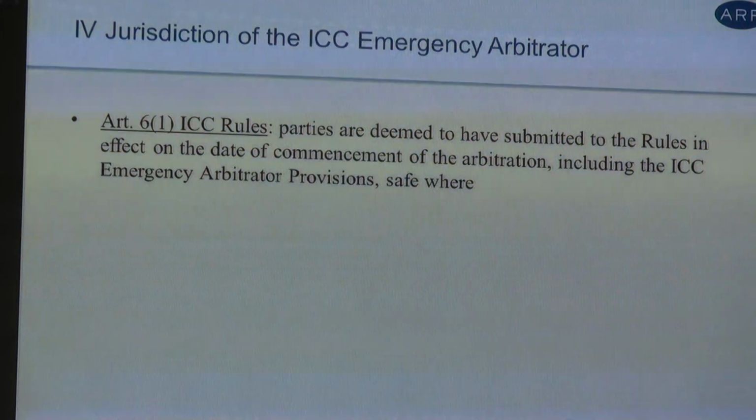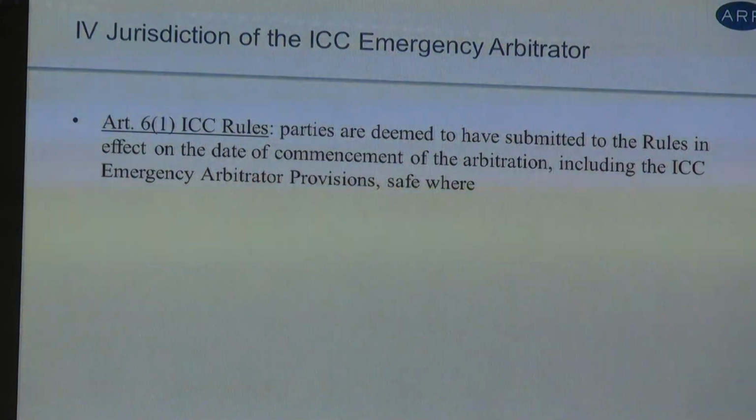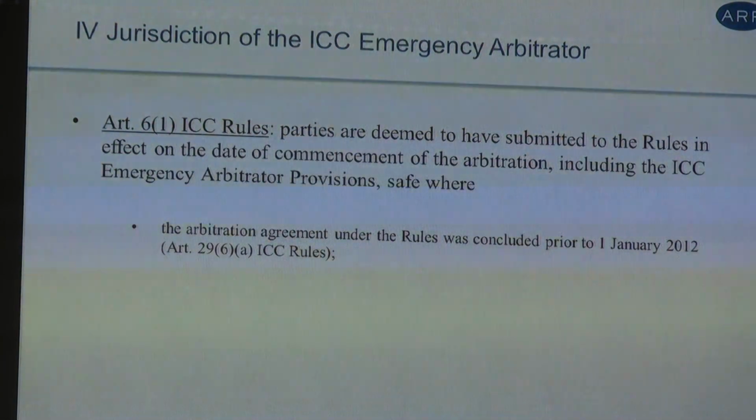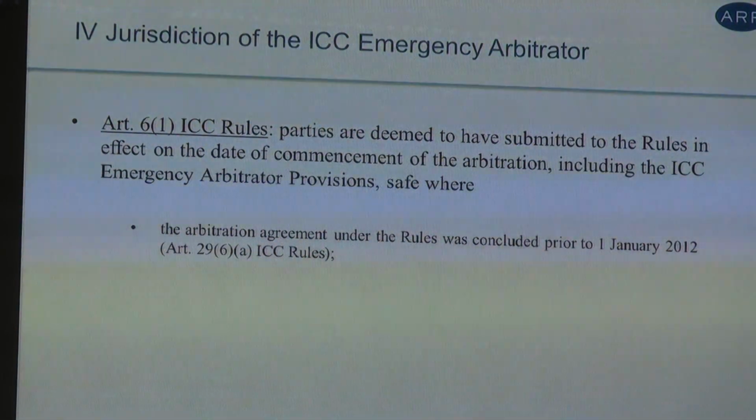We have Article 6.1 of the rules, which states that whenever parties conclude an ICC arbitration agreement, they submit to the rules in the version as per the commencement of the proceedings, including the ICC emergency arbitration provisions, with the following exceptions. And just to give you a short background, one is the arbitration agreement must be concluded after the 1st of January 2012, and as Maria already explained, the reason is that we do not want to take the parties by surprise.